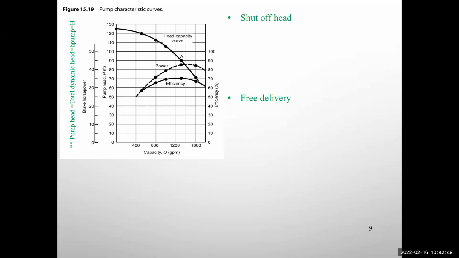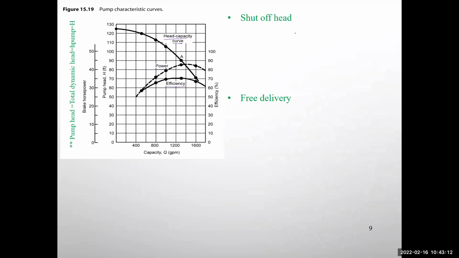Okay. Now a few more definitions for the pump characteristics curve. We have this pump characteristics curve here. How many different curves do we have here? We have three. One is the head capacity curve, one is for power, and one is for efficiency, right?